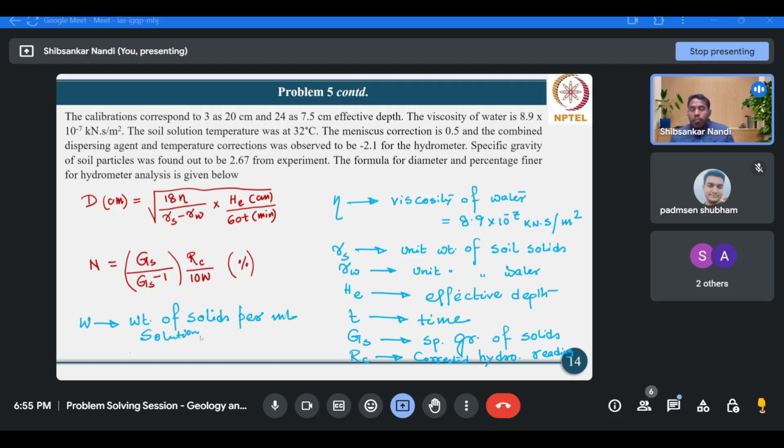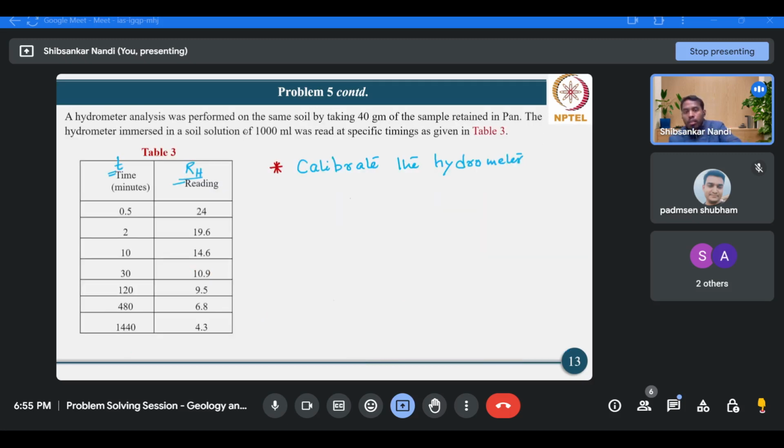Now, as I discussed, first we need to calibrate the hydrometer. How can we calibrate the hydrometer? Either you can calibrate it from the basic principle, that is the volume of the hydrometer and the cross-sectional area of the bulb, or there are some standard figures in the textbook by which you can calibrate it. Calibration is nothing but the relationship between the reading you get from the hydrometer test and the effective depth.